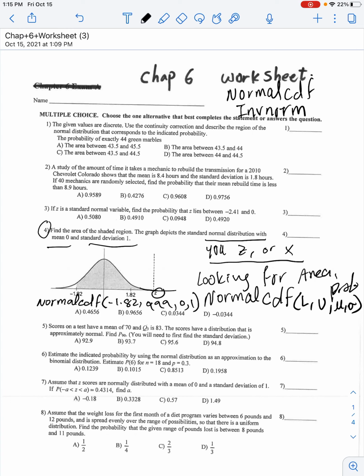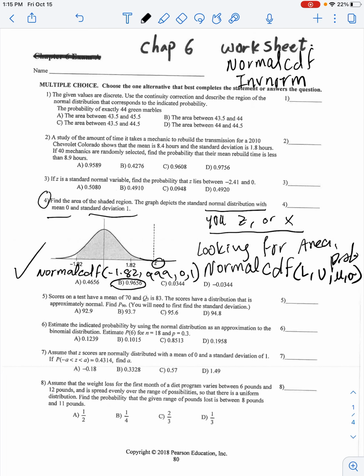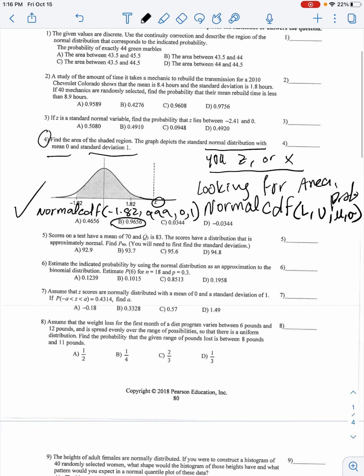Once you calculate it, sometimes your answers slightly vary from what you see here, and that's because you're using a calculator. The calculator is more accurate. Number 4, you should get a number close to B. Okay, and on the test, I want you to tell me what calculator command you're using and what you input, exactly like what I did here.